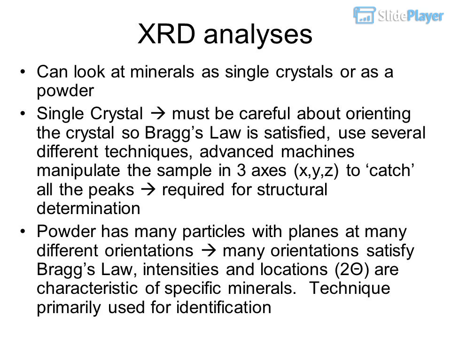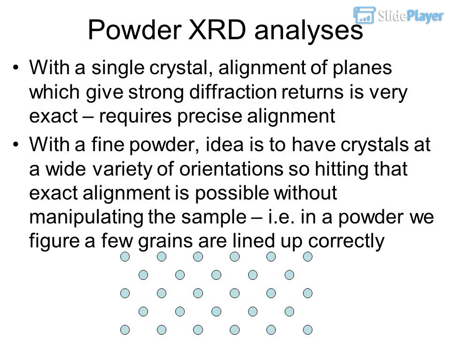Intensities and locations, 2θ, are characteristic of specific minerals, so the technique is primarily used for identification. With a single crystal, alignment of the planes which give strong diffraction is very exact and requires precise alignment. With a fine powder, the idea is to have crystals at a wide variety of orientations so hitting that exact alignment is possible without manipulating the sample, i.e. in a powder we figure a few grains are lined up correctly.